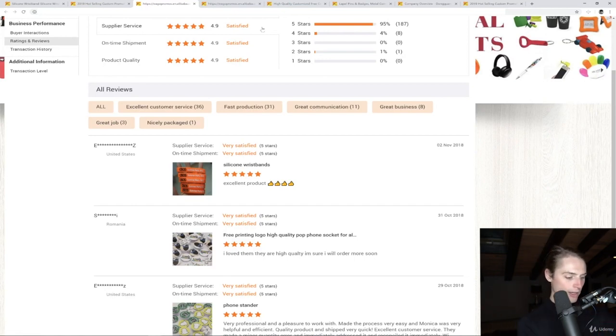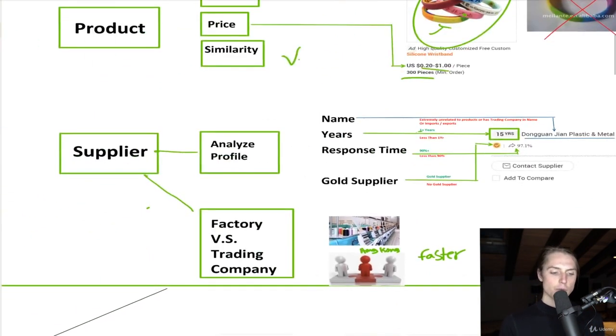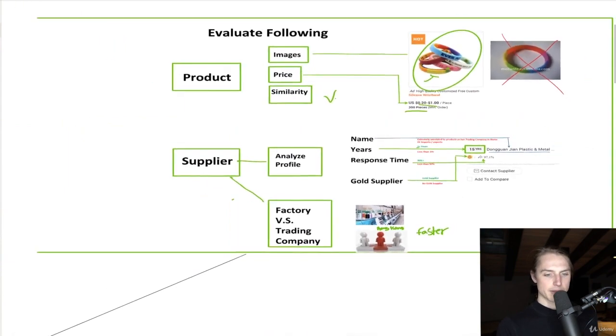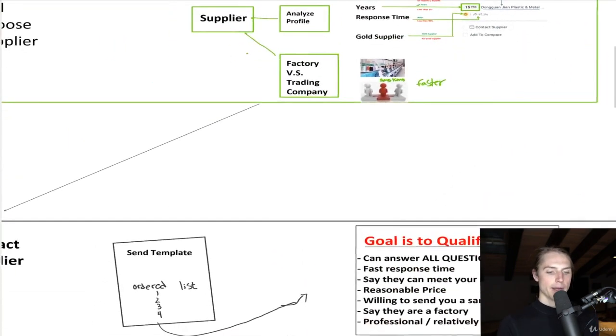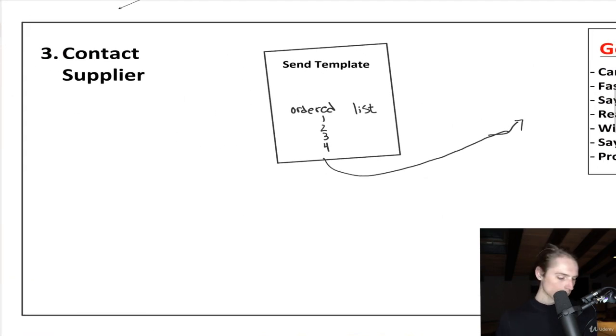So now we'll go back to the diagram. Going back to the diagram here, we just had these things to vet that they were a real factory and not a middleman. So now what we would do is contact them. If they have similar products, they look like a good person to do business with. Now we want to see, are they really a good person to do business with, or did they just put up a really good listing?